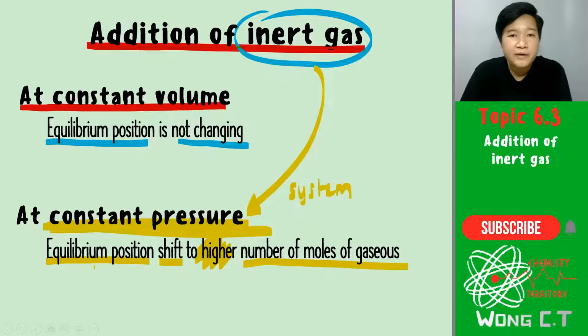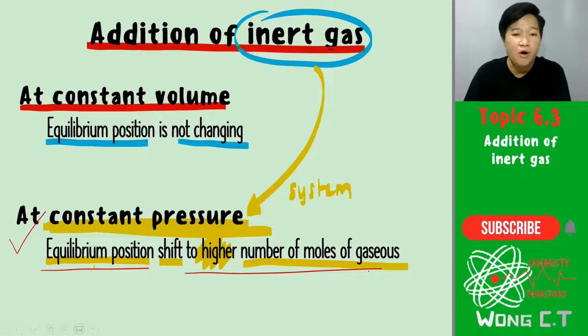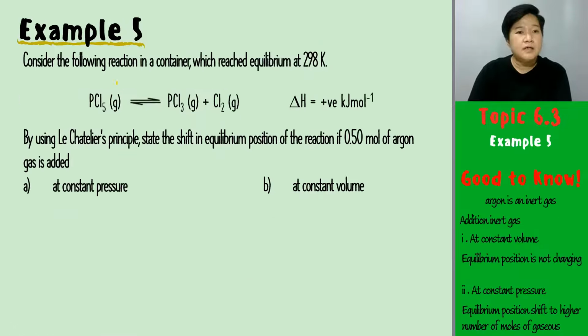Okay? Alright? So this is the extra thing that we have for the factor of pressure or volume in Le Chatelier's principle, where you can have the addition of inert gas. So we have two conditions for the inert gas to be added into your system. One is the constant volume, which will not change anything. Another one is at constant pressure. When the inert gas is added at constant pressure, the equilibrium position will shift to the higher number of mole of gases. Okay? Let's look at the last example of this video.